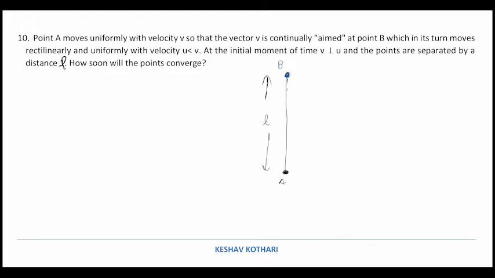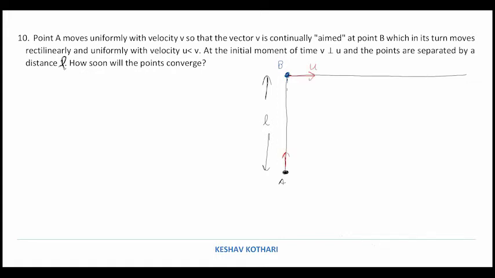Now B is moving in the rectilinear path, that is in this direction, perpendicular to the initial direction of A. So now if I mention the velocities, the velocity of B is u and that of A is v.